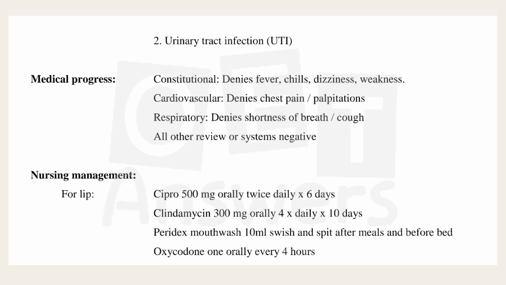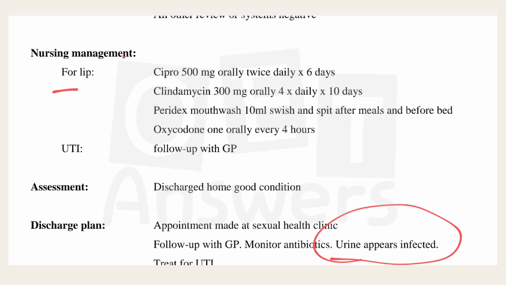Then what is the care provided by the nurse? For the lip, the doctor has prescribed some medications. For the UTI, they have given only follow-up with the GP, which means the UTI needs to be considered hereafter. So you got the point. First, you write when admitted, what the complaints of the patient were and what the diagnosis was. If repeated, no need to write again. Then the care the nurse provided and the prescription, everything you can write. And at last you can write the progress: how the patient progressed, whether he is active or needs to be treated for something else, whatever they have given.